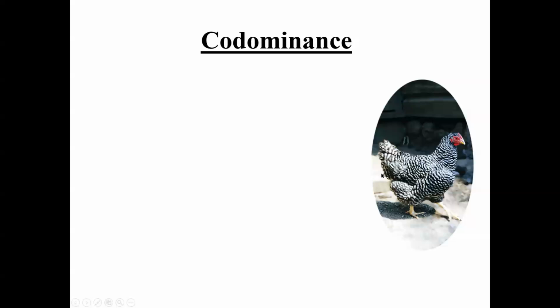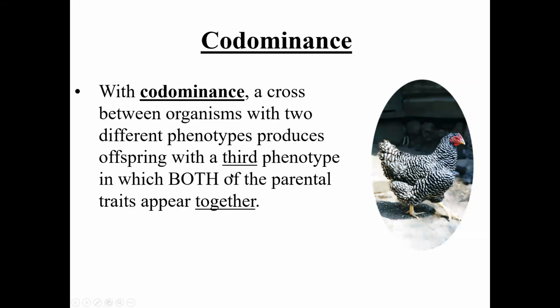Now, this kind of chicken I've seen in people's backyards. I don't really see people growing them commercially. This here is codominance because you have a white chicken and a black chicken, and you can clearly see you have black and white feathers in here, right? So that is codominance. If the feathers were all gray, then that would be incomplete dominance.